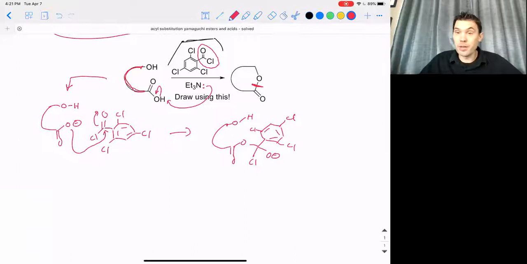And so this would be the tetrahedral intermediate. Remember, all these acyl substitution reactions go through two steps: addition and then elimination. And so this would be the addition step, so it's time to do the elimination. And so we'll take that oxygen, kick it down, and kick chloride off as a leaving group. So let's put Cl minus there.